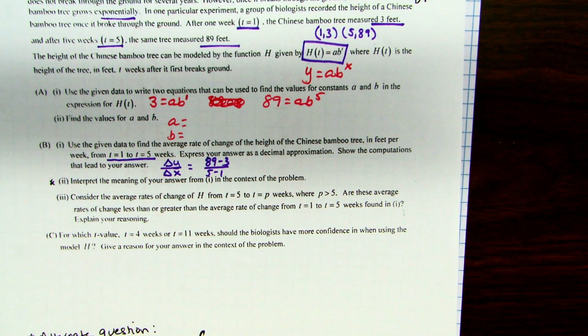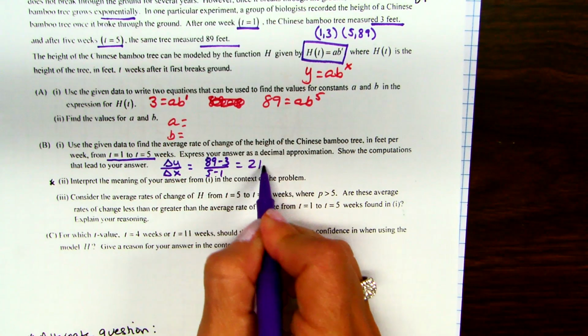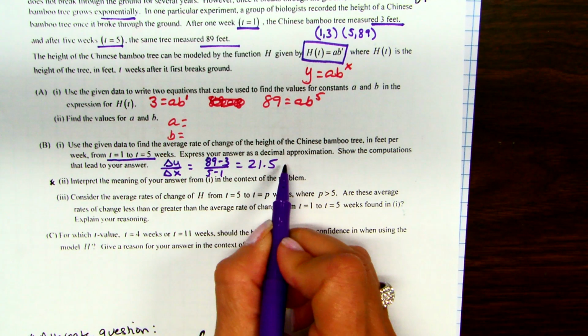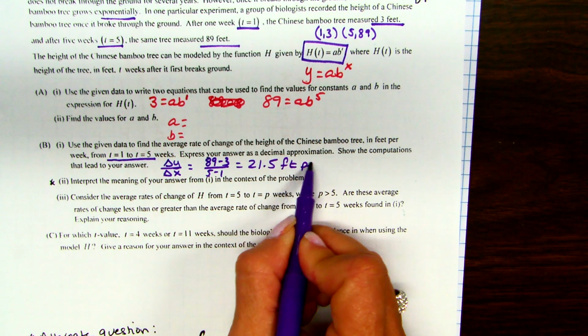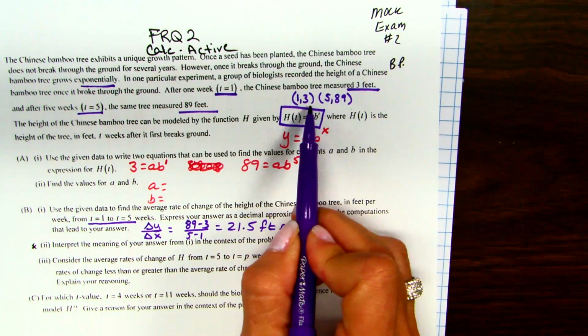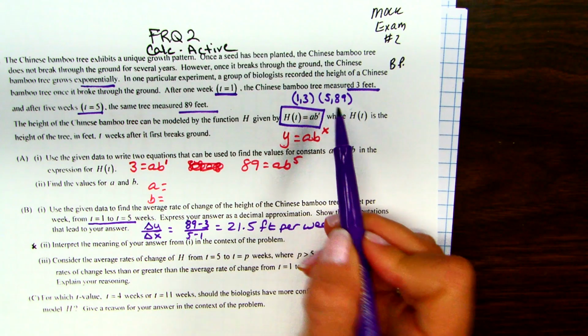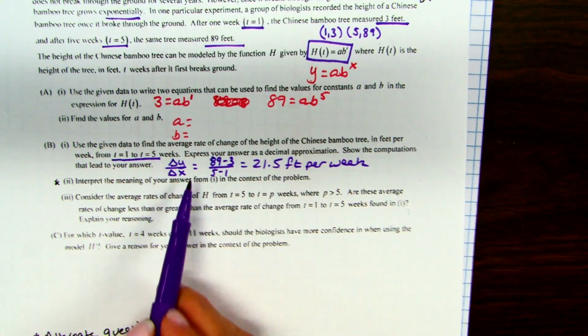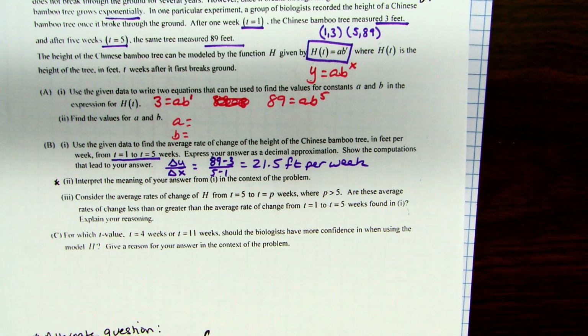Put it in your calculator and you will get 21.5. What is it? Feet per week. Remember, T is time in weeks, Y is height in feet. That's what's going to happen. Each week, on average, the bamboo trees grow 21.5 feet. That's pretty fast. Okay? I wonder if it's true.